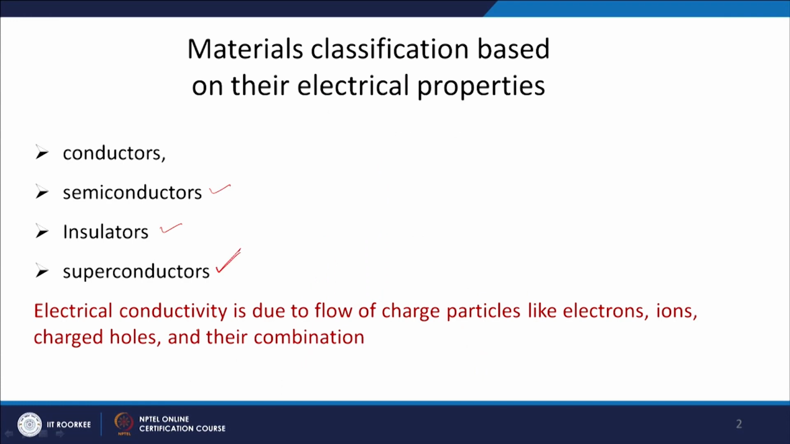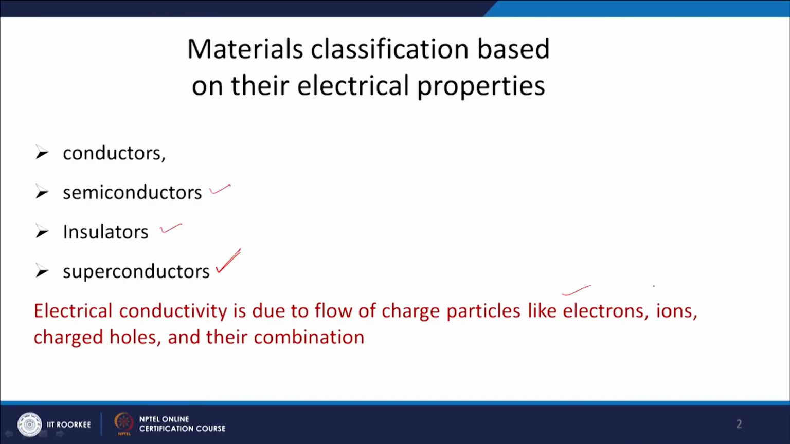Now, electrical conductivity is due to the flow of charged particles. So any conductivity will be related to movement of charged particles. These charged particles can be electrons, or ions, or charged holes. When an electron leaves the valence band, it leaves behind one hole, which can be considered a positively charged hole, or it can be a combination of all these three. So the conduction will depend upon the movement of these charged particles.